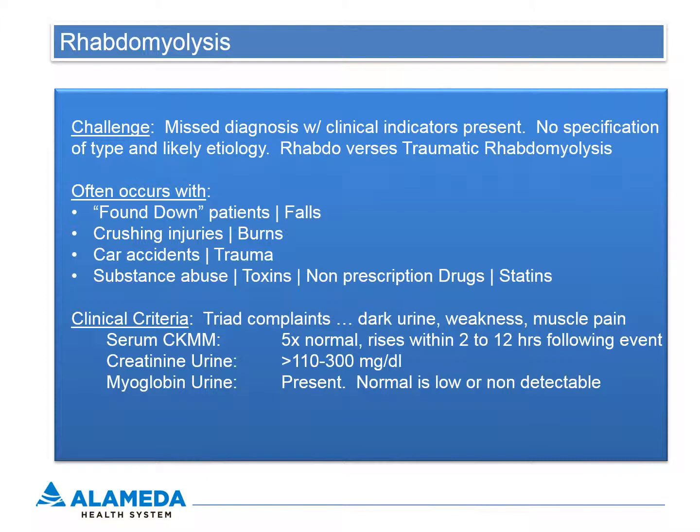The clinical criteria, it's a triad of complaints typically when you have rhabdo. The evidence to be able to write the diagnosis is the dark urine, the weakness, and the muscle pain.